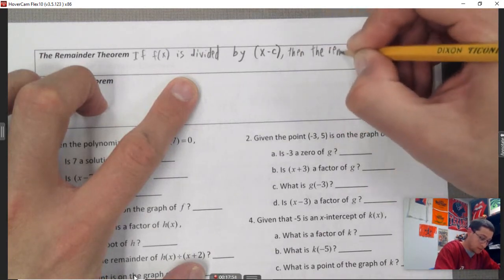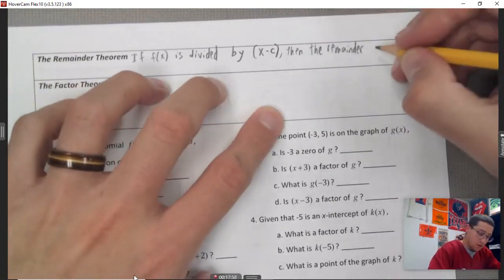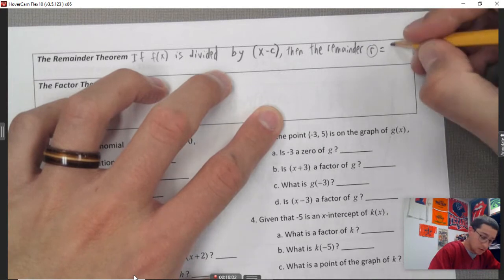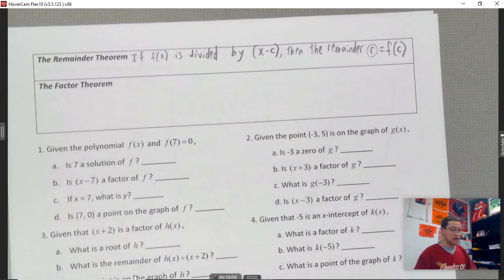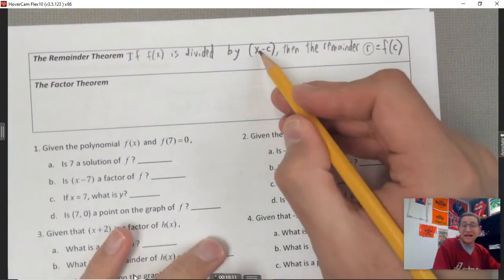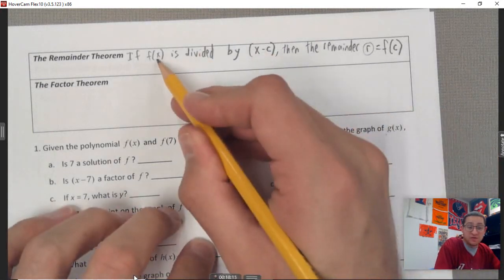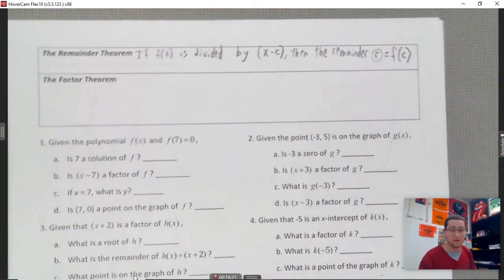Okay, then the remainder r equals f of c. Okay, and that's what we found, right? That x minus c, that was like the x minus 2 maybe. What we did is we ended up plugging in that 2 for x, so f of c and the remainder are the same. So that's that pattern that we just found.